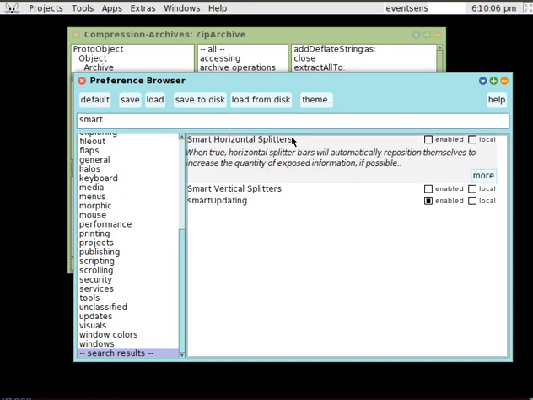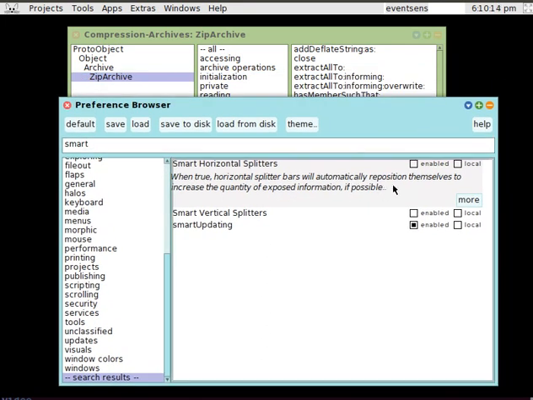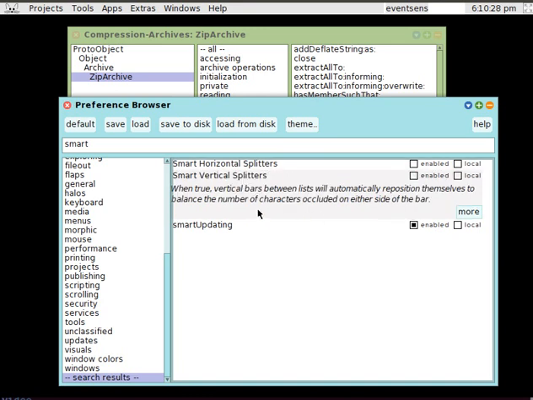Smart horizontal splitters automatically reposition themselves to increase the quantity of exposed information, if possible. If possible means that if there is information occluded above and below a horizontal splitter, it won't do anything. By contrast, a vertical splitter bar will reposition itself to balance the number of characters occluded on either side of the bar.